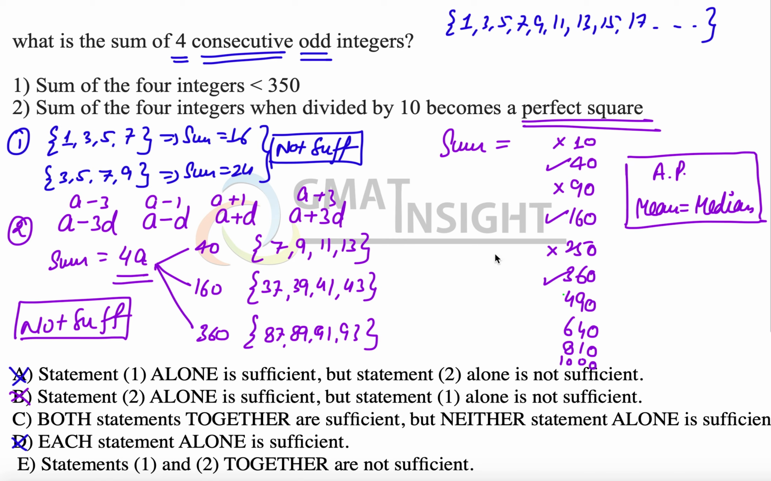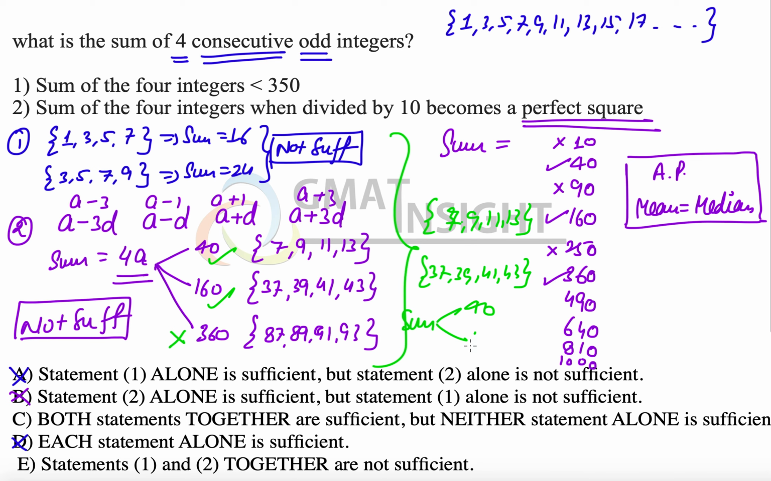Now comes the third stage. That means now we have to combine them. After combining them, the first statement only constrains us that the sum of those four numbers should be less than 350. That means 360 is no more acceptable, but 160 and 40 are still acceptable. That means those four numbers could be either 7, 9, 11, 13, or the second possibility is that they can be 37, 39, 41, and 43. The sum in those cases could either be 40 or 160.